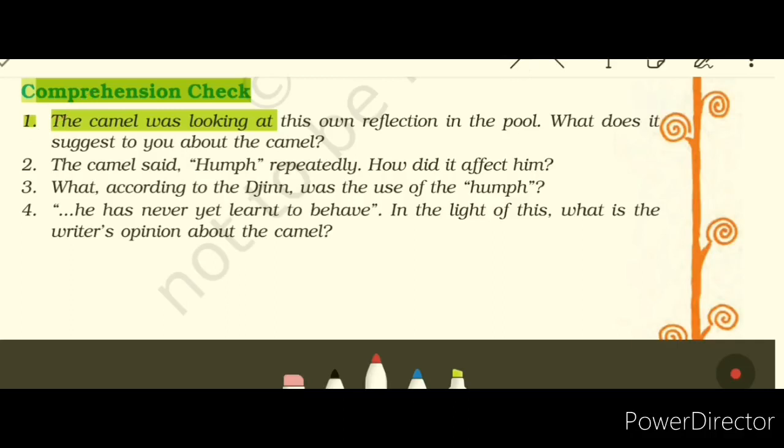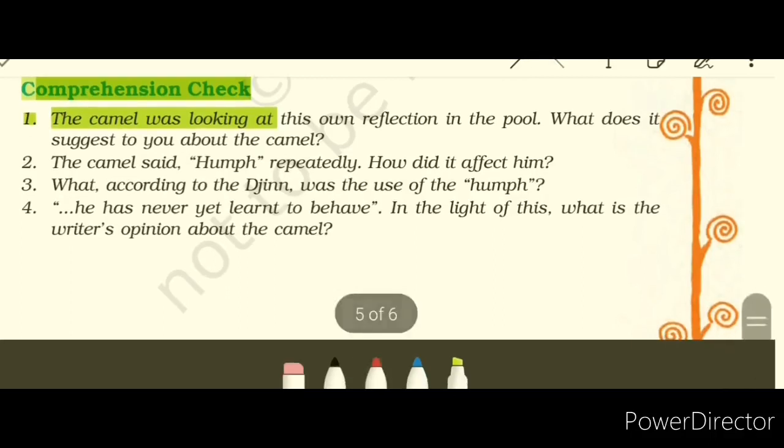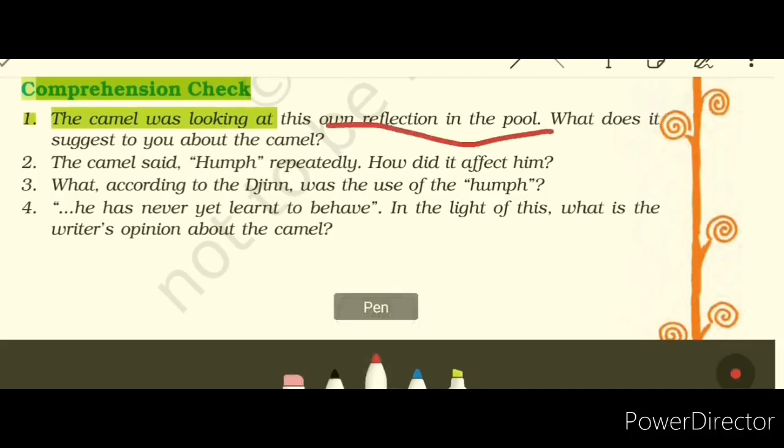Okay. The camel was looking at his own reflection in the pool. What does it suggest to you about the camel? So the camel had nothing much to do. He was just admiring his physical beauty, you may say, isn't it? Because if someone does nothing and then looks at his own reflection, his virtual image, that clearly suggests that he is admiring his good looks or whatsoever you'd like to call it.